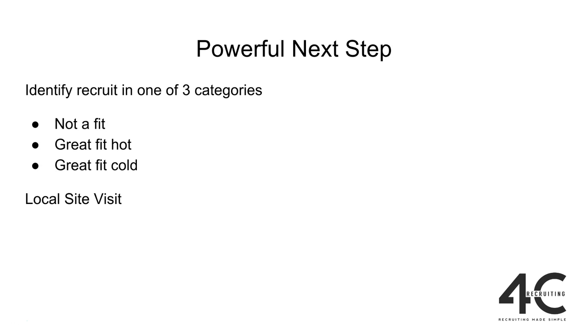Immediately when you get to the end of this, you're going to have identified someone as not being a fit, and if they're not a fit, you're not going to create alignment with your vision. If they're a great fit, they're going to fall into two categories, either hot or cold. Hot meaning I believe I can move them quickly through a process, or cold meaning this is going to take time, and I'm going to have to pursue them passively beyond this. Once you identify the recruit falling into one of those three categories, create a powerful next step for the great fit hot.